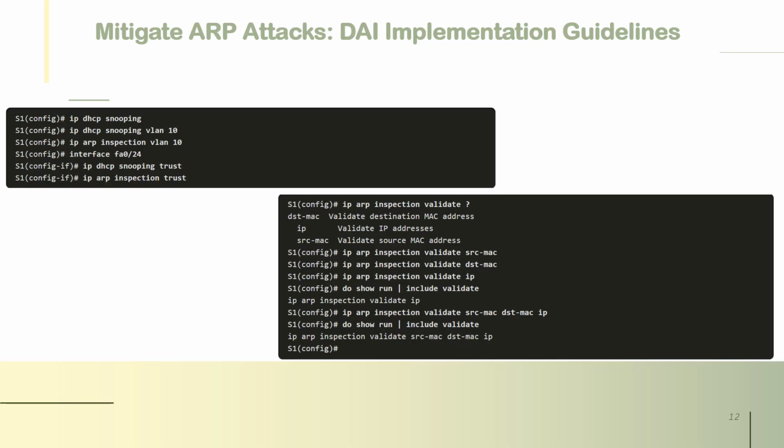So we have to validate the IP address and the source MAC address. But if you do them in different lines, they will override the command that was used before. So we have to write them in one line. So here we are validating source MAC address, destination MAC address, and the IP address.